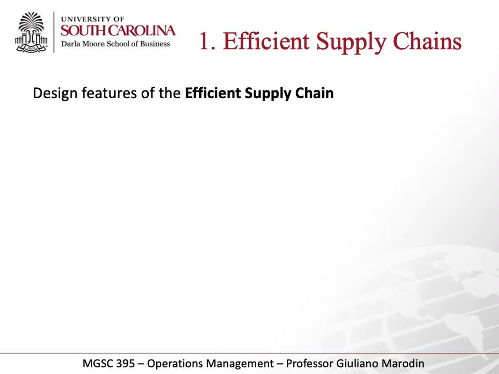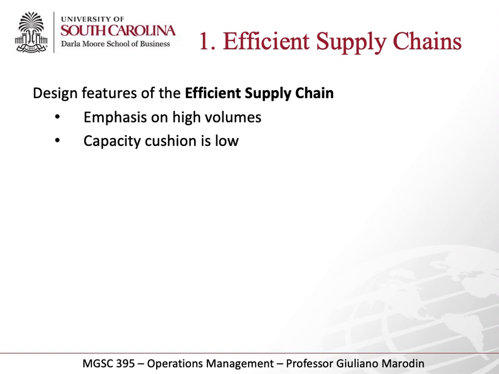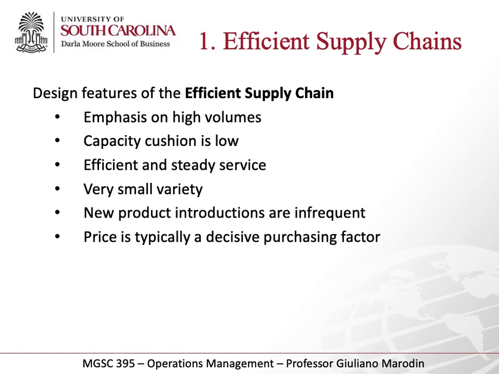So this slide just highlights some of the things that I also pinpointed. Emphasizing high volumes, capacity cushion is going to be low. We want to have efficient and steady service. Small variety. We don't have many Cheerios flavors, although people are creative and have some, but we don't have 100 different ones. We don't see Cheerios being introduced frequently. The price is defining, very important in the purchasing.